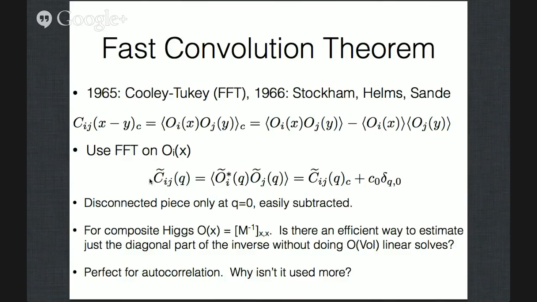The first question I have for the mathematicians, and I'm not getting a positive response, is there some easier way to estimate just the diagonal of the inverse, rather than having to do order volume solves? If I'm already going to do order the dimension of the matrix linear solves, I've already got the whole inverse and I'm just throwing away the off-diagonal piece. So it would be nice if there was some way to do less work, because I don't need the whole inverse, I just need the diagonal.